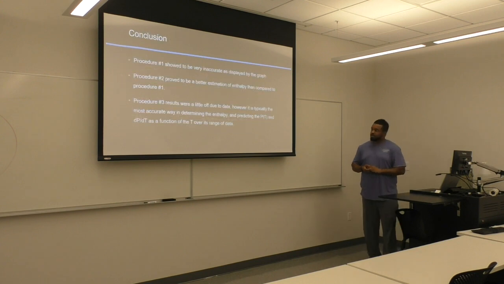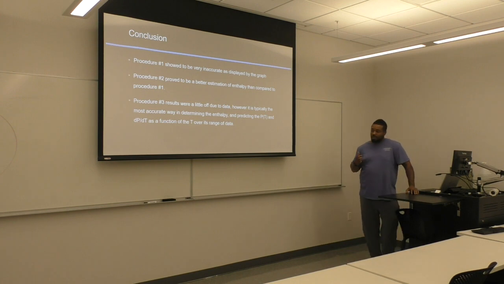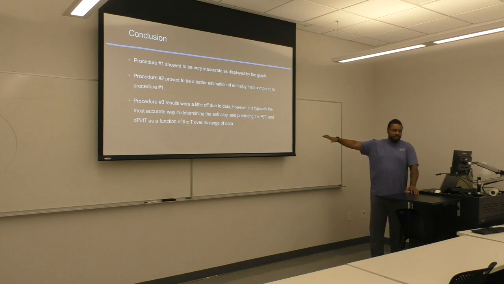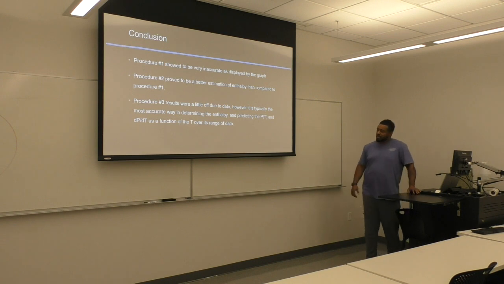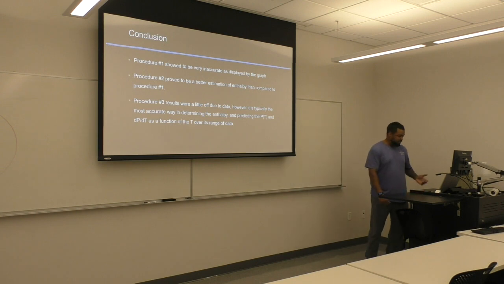So in conclusion, procedure 1 showed to be very inaccurate as displayed by the graph. Procedure 2 provided a better estimation for the enthalpy than procedure 1, but still shouldn't be as good as procedure 3. Procedure 3 should have been the better way to estimate your latent heat or your enthalpy, but due to the resultant data, it didn't end up happening that way. It should be procedure 3 being the better way to do it.